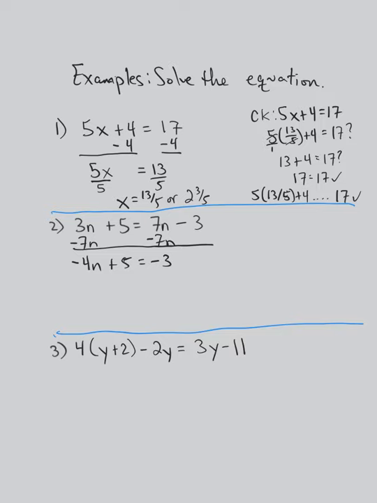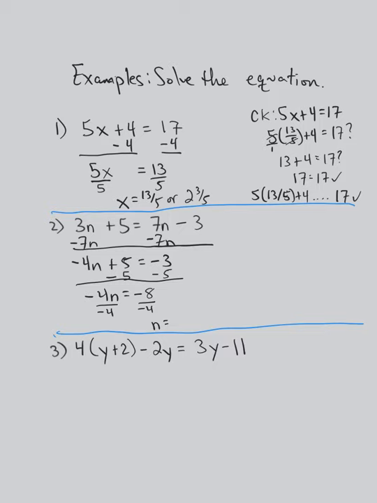So I want to move that 5 over to the right using the opposite operation. I'm going to subtract 5 from both sides. Like that. And so I get negative 4n is equal to negative 3 minus 5, which is negative 8. Now I have variables on one side, numbers on the other, and I just need to get that coefficient off my variable. That negative 4 is being multiplied by n, so I would divide both sides by negative 4.